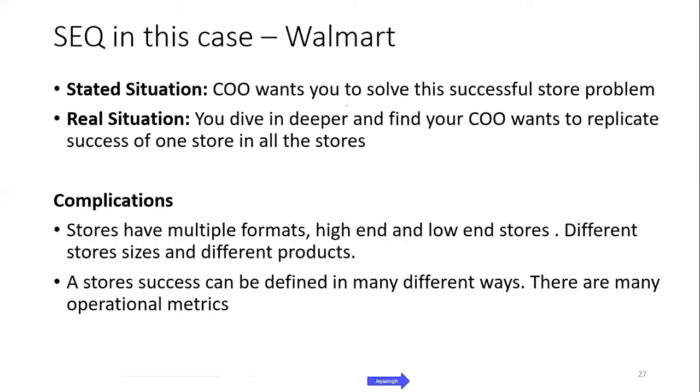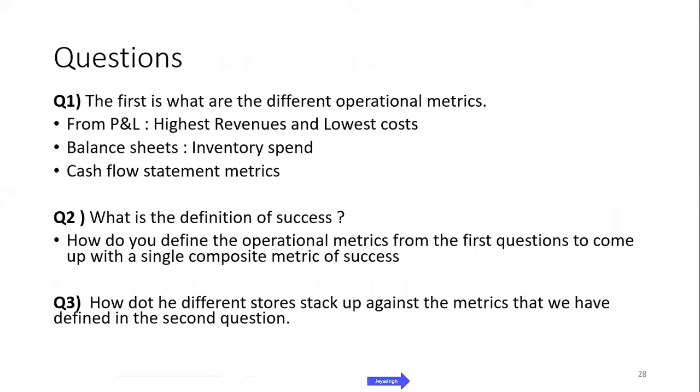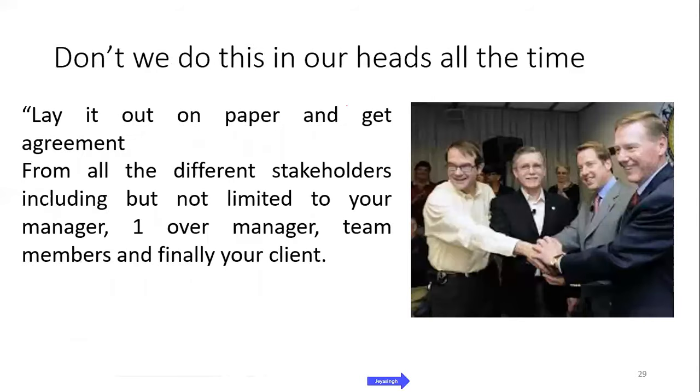As it turns out, in this case, and this is a real case, the CEO wanted all of the stores to replicate the success of one of the stores. And therefore, he wanted a benchmarking to happen. There are many metrics that you can consider: inventory spend, cash flows, high revenues. Success needs to be defined clearly before you analyze whether you're successful or not. And that's where you get into the process of agreement, isn't it?